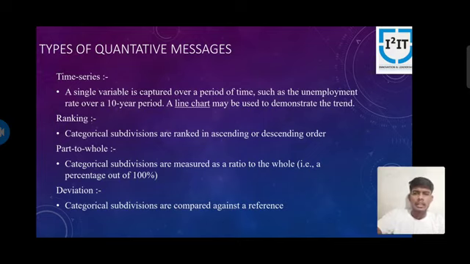The next one is ranking. What is ranking? It is a categorical subdivision ranked in ascending or descending order. The program can be set in ascending or descending order to make execution simpler. Next is part-to-whole. Categorical subdivisions are measured as a ratio of the whole, which is a mathematical function for measuring ratios.